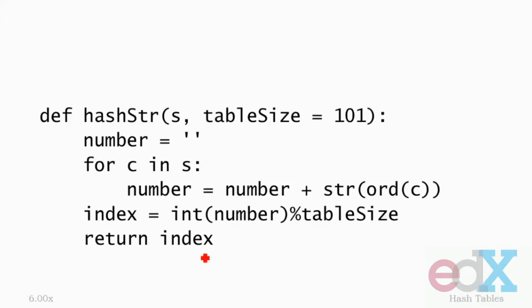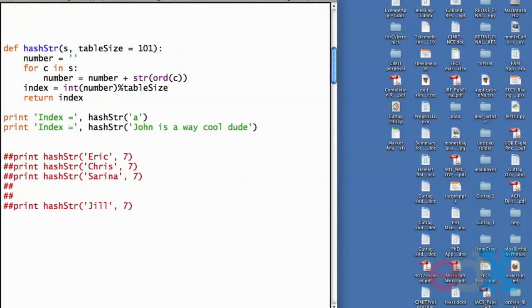So we've got the hash function hash string, very similar to the function we just looked at, except in addition to taking a string as an input, it takes a table size. I don't care what number you give me, but it better not be bigger than 100. Then it proceeds as before to build up a number, but then instead of returning that number, it takes the number mod table size, therefore guaranteeing that it is no bigger than 100. So now let's run it on the same two strings we looked at before, A and John is a way cool dude.